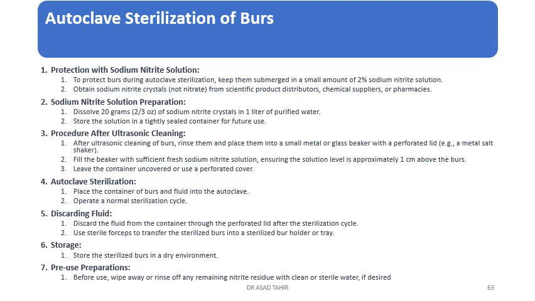Discarding fluid. Discard the fluid from the container through the perforated lid after the sterilization cycle. Use sterile forceps to transfer the sterilized burrs into a burr holder or tray. Storage. Store the sterilized burrs in a dry environment. Pre-use preparations. Before use, wipe away or rinse off any remaining nitrite residue with clean or sterile water, if desired.